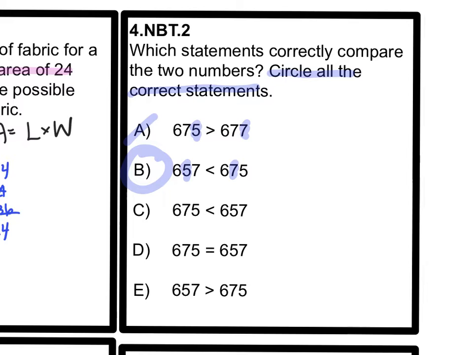For C, 675 is less than 657. Well, looking at the tens place, I can tell you that 70 is not less than 50, so this is definitely not an option. Hopefully this next one was super simple for you guys. D, 675 is equal to 657. No, not correct. And E, 657 is greater than 675. Nope, so our only clear choice for this one was B, the only correct answer on this set.